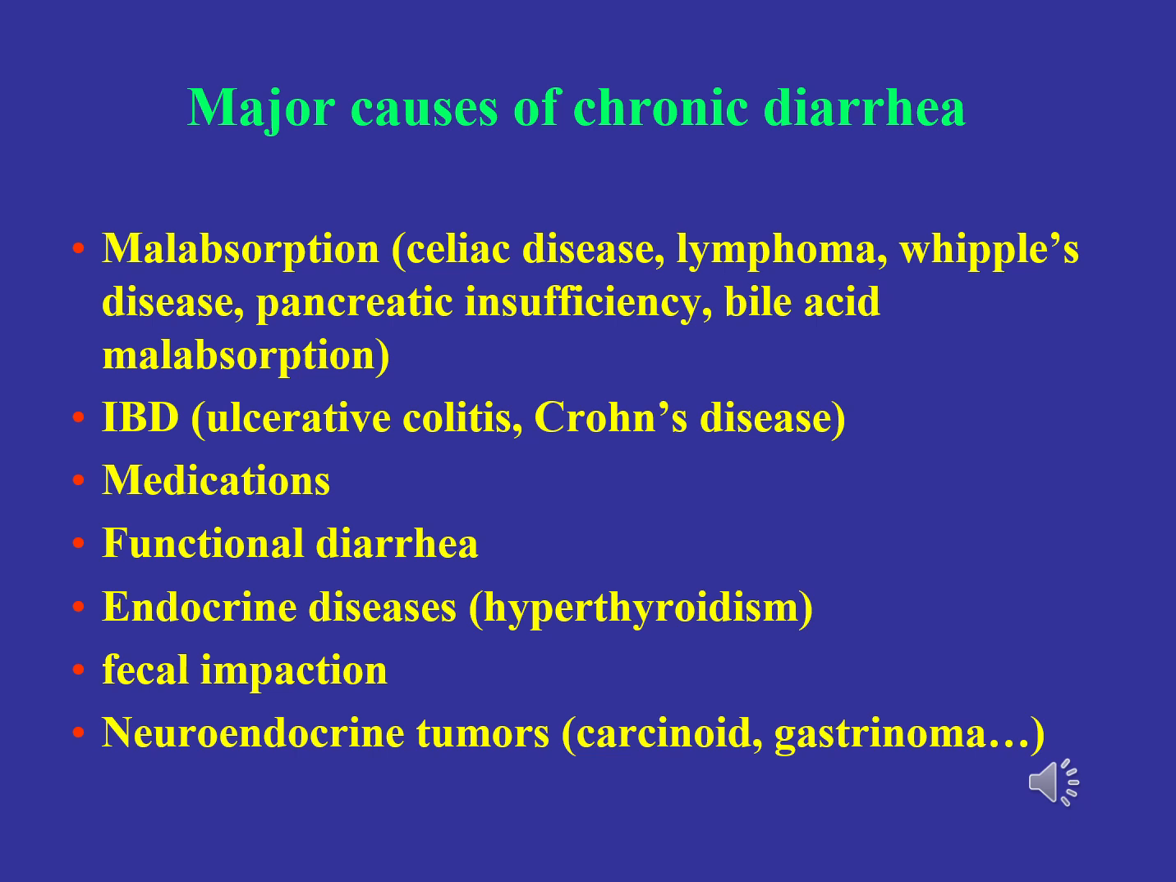Then we have functional diarrhea, and this is the case in patients with irritable bowel syndrome. Sometimes endocrine diseases may cause diarrhea, like hyperthyroidism. Fecal infection may be a cause of chronic diarrhea, as I've already mentioned for acute causes of diarrhea. And finally, neuroendocrine tumors like carcinoid, gastrinoma, and lipoma can cause chronic diarrhea.